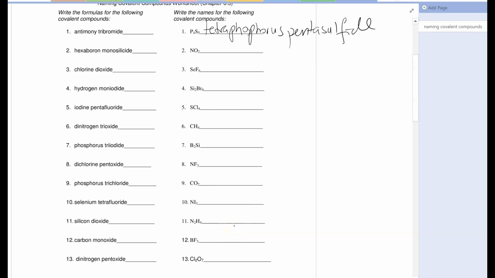Let's do one that has a little bit more. Let's do number 13 here. It's dichlorine. See, in this case, it doesn't become chloride because it's the first one. First one doesn't change its name. There are 2 of them, so it gets the di. And then 7 is heptaoxide.